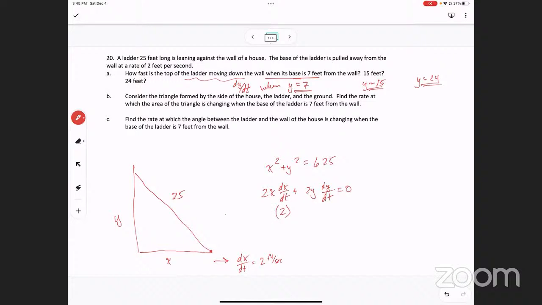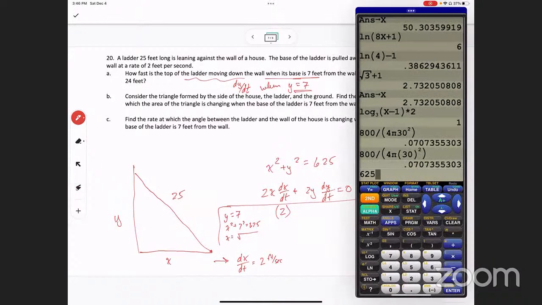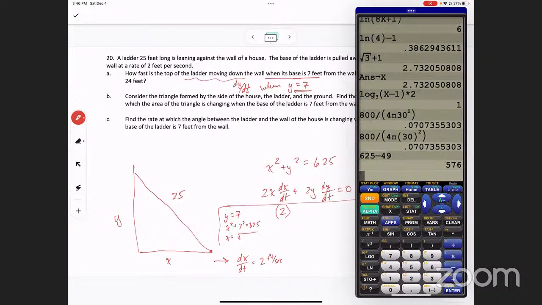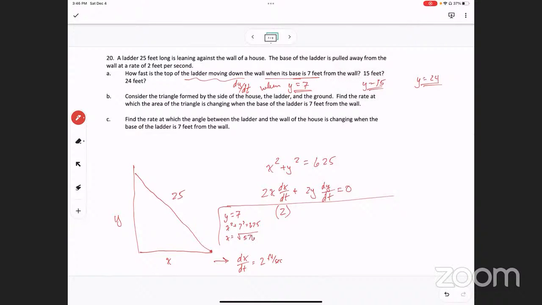And in the first instance, when y equals 7, I'm going to do that one first. When y equals 7, x equals, solve it. x squared plus 7 squared equals 625. So x equals the square root of 625 minus 49. You see how I'm doing this? 576, square root of 576. So you could plug in 2 times the square root of 576, plus 2 times y, which was 7, and we're solving for dy/dt.